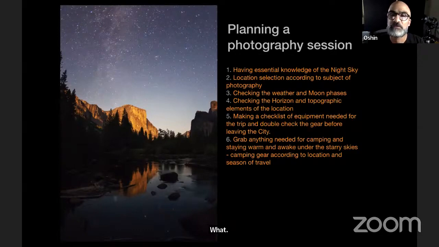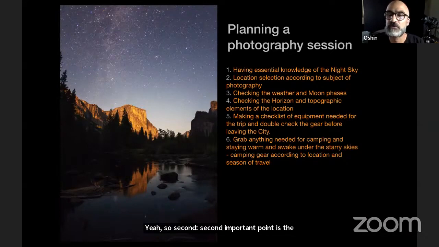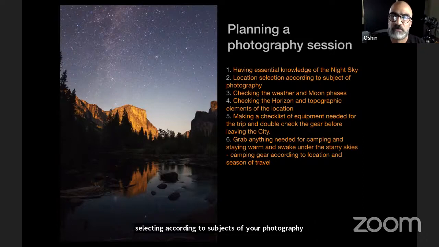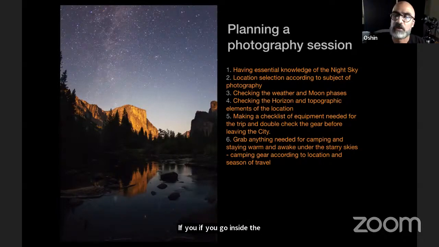So the second important point is selecting the location according to the subject of your photography. For example, if you want to take a picture of a meteor shower or shooting stars, you need to be in a place that has an open horizon. If you go inside the mountains, you will lose most of the meteors and you cannot take good pictures of all the shooting stars.